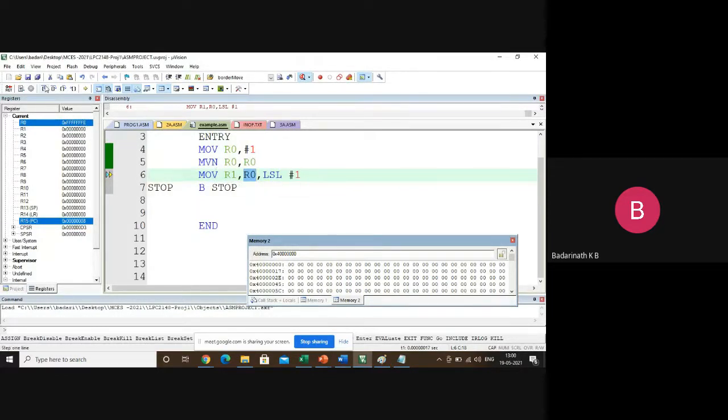C should be able to get it. I'll execute this instruction. So see that FFFC, you got it. So this is how you can implement this one.